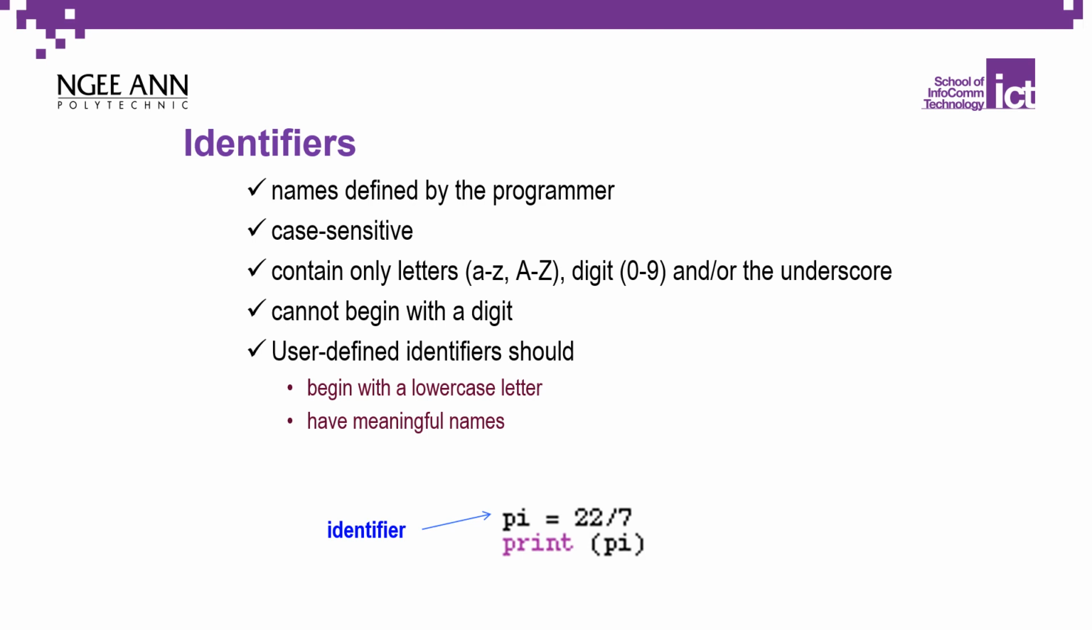Secondly, and this is very important, identifier names should be meaningful. So what we mean by that is, if the variable represents the age of a person, just call it age, don't call it A. Sure, it's a couple of keystrokes more, but doing so greatly improves the readability of the program and helps to reduce logical errors.